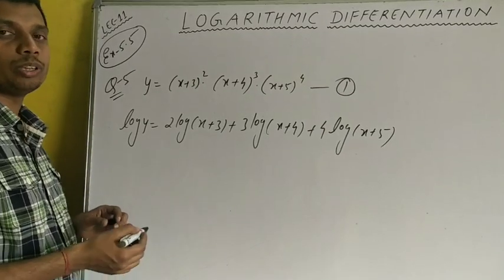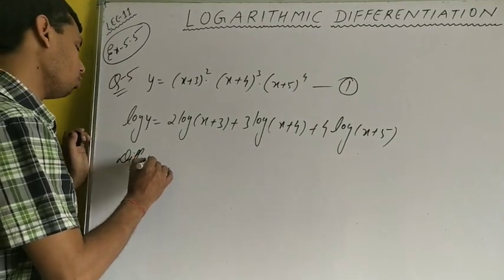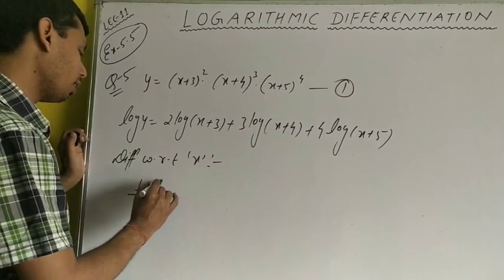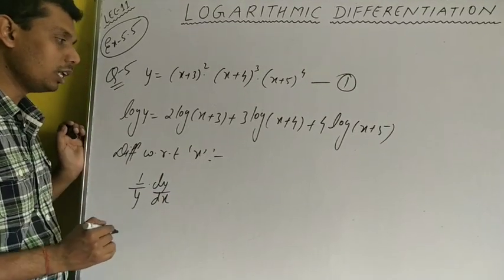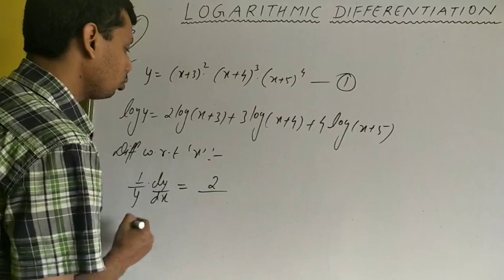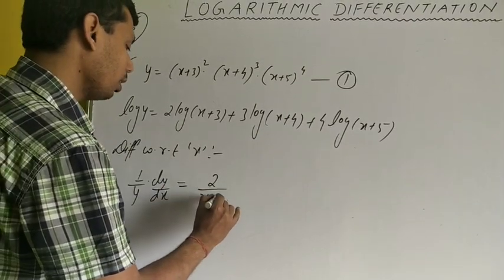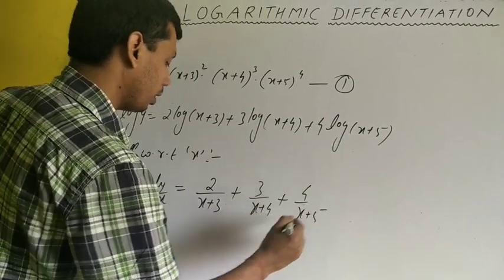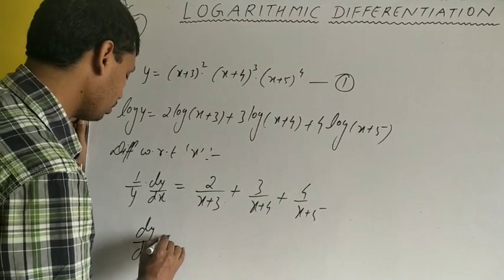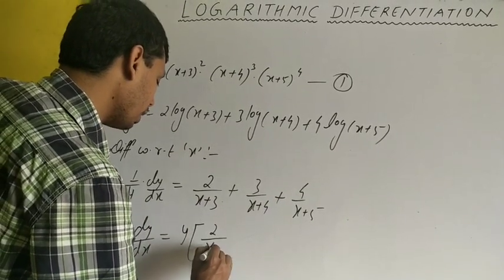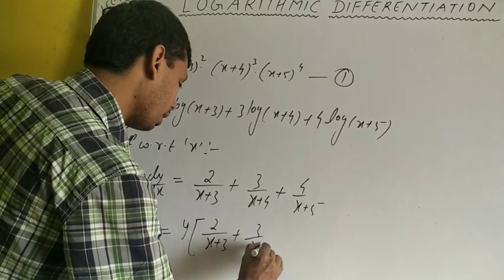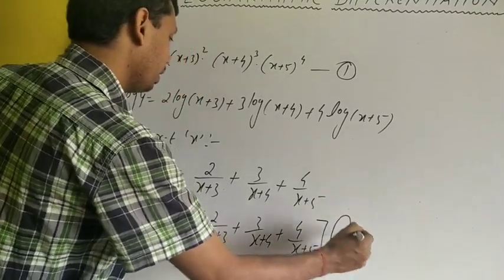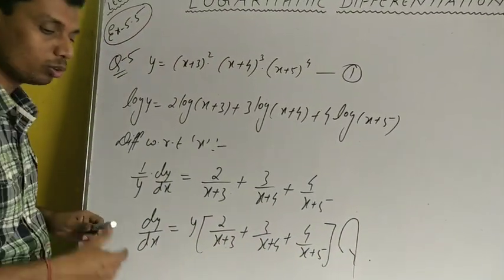Now differentiating this with respect to x. Differentiation of log y will be 1 by y, and differentiation of y with respect to x, dy by dx, is equal to this: 2 constant, differentiation of log x is 1 by x, plus 3 upon x plus 4 plus 4 upon x plus 5. Or dy by dx is equal to y into 2 by x plus 3 plus 3 by x plus 4 plus 4 by x plus 5. This is the required answer. So this is all about question 5. Now let us start with question number 6.